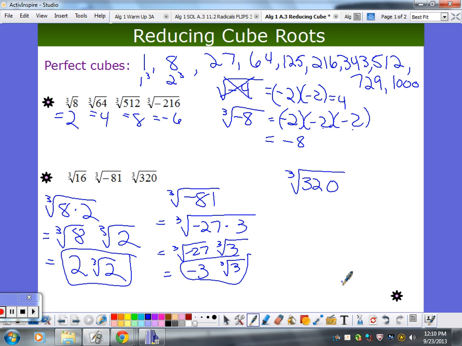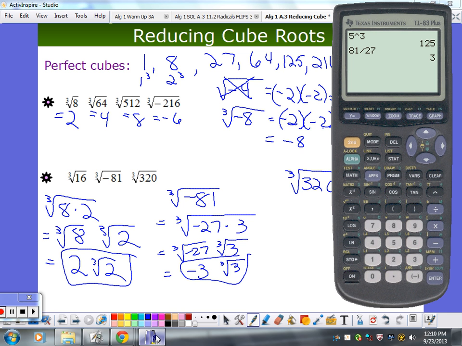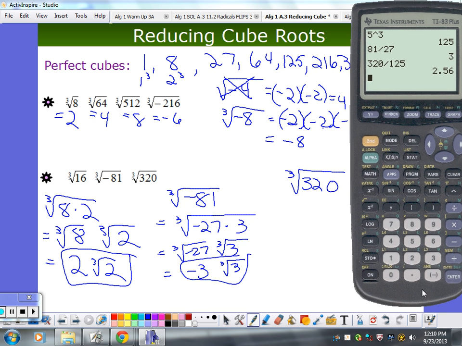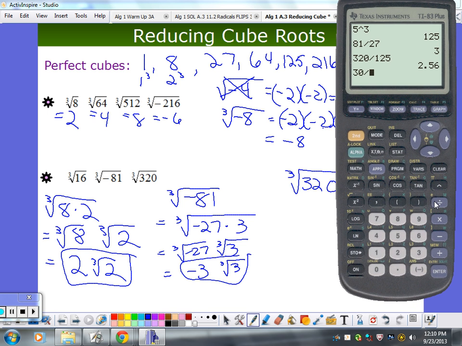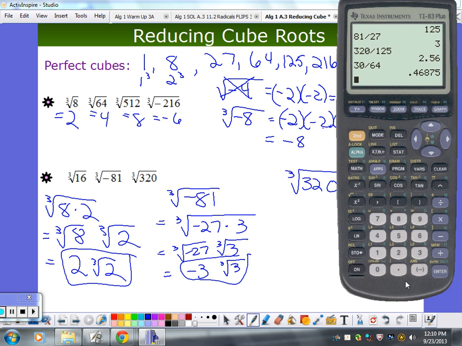Well, I don't see 320 in my list, so it's not a perfect cube, but does it have a perfect cube factor? Does 125 work? Let's check it out. I'm guessing. Well, let's see, 320 divided by 125. No? All right, let's try a different one. How about 64? No? Did we try 2? Not gonna work. 320. I typed in the wrong number. Okay, that does work. 64 times 5 is 320.